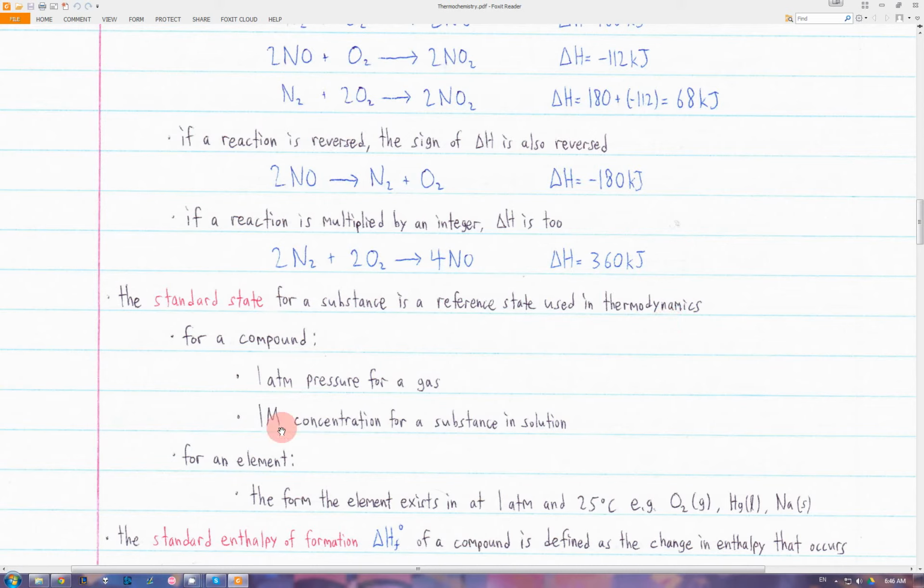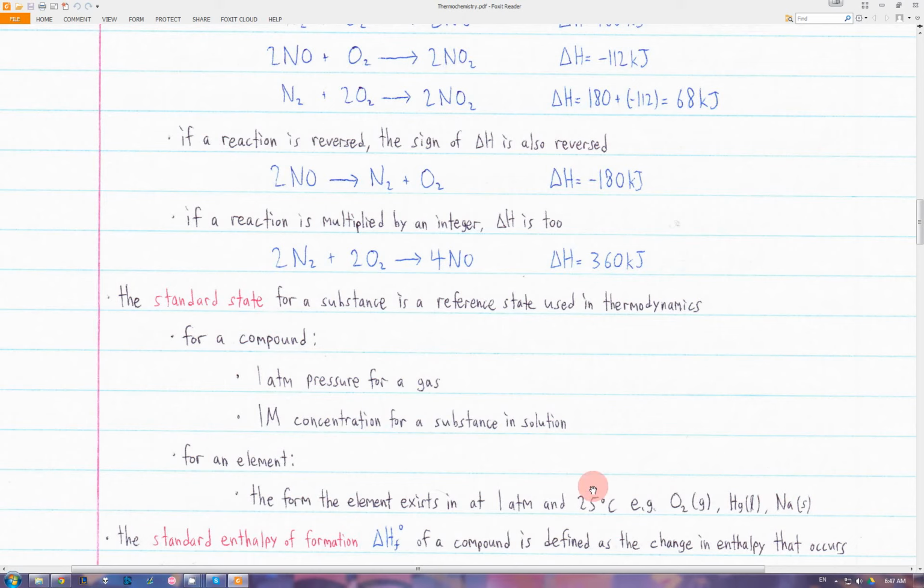Now, for an element, it's a little bit different. So the standard state of an element is the form that it exists in at 1 atm and 25 degrees Celsius. So basically, standard state for an element means it's the form that the element naturally exists in. So for example, the standard state of oxygen is going to be O2 gas. It's going to be in the diatomic form. Other examples, sodium is going to be just plain sodium solid. Mercury is going to be liquid mercury.